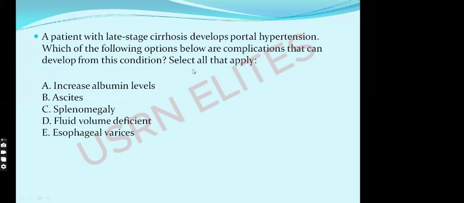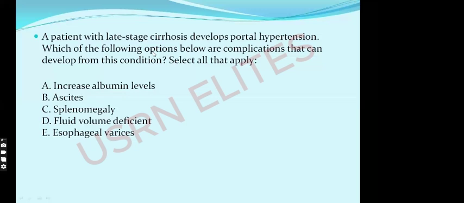Now our next one. We'll finish with this one right now, then we will begin with the select all that apply things. A patient with late stage cirrhosis develops portal hypertension. Which of the following options below are complications that can develop from this condition?